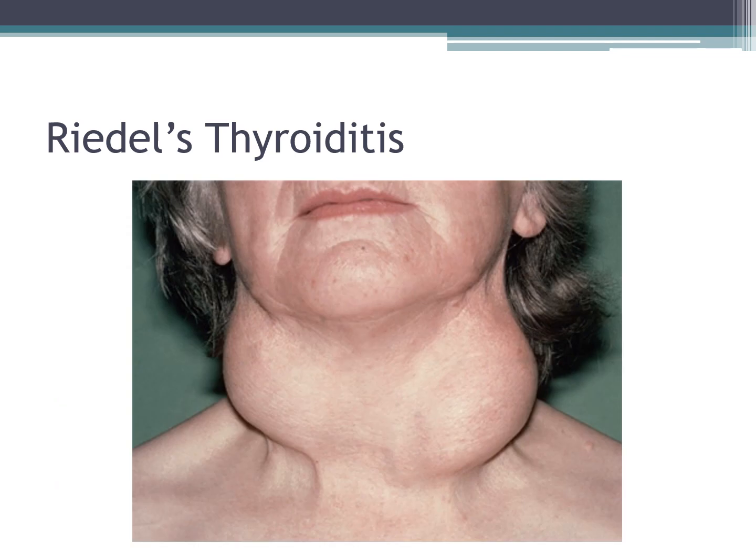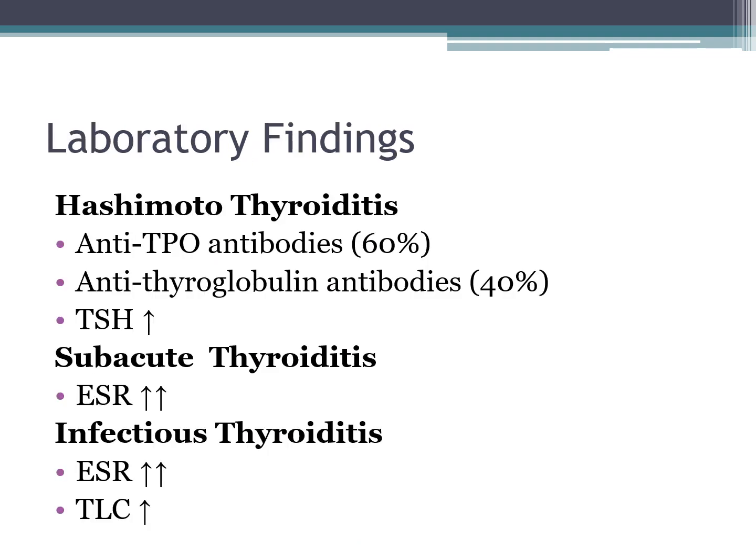This is a picture of Riedel's thyroiditis. This is an old female having an asymmetrically enlarged thyroid gland.